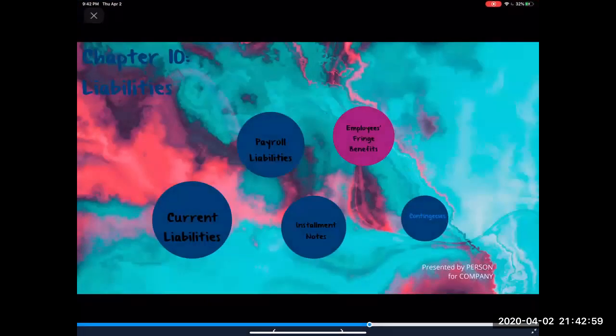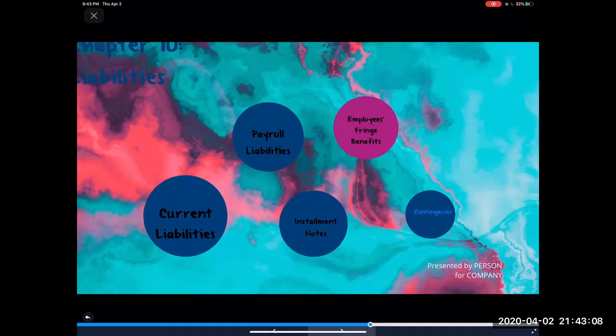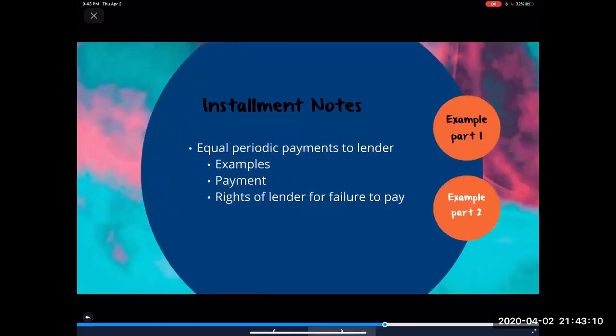All right, so what I want to now dive into as we're looking at chapter 10 liabilities is our next bubble, which is installment notes. Let's start with the definition. An installment note is equal periodic payments to the lender. So think of an example of equal periodic payments to a lender.